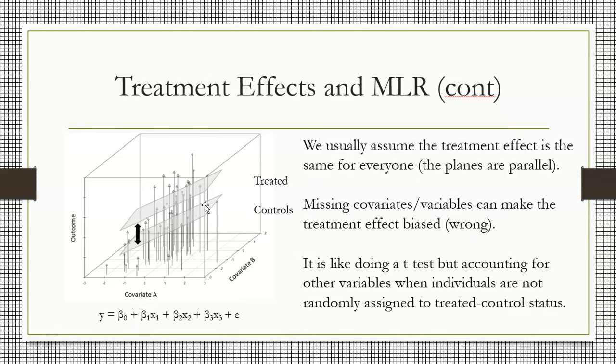So in other words, that treatment effect is the same no matter what the value of the x sub 1 and the x sub 2 is here. No matter what it is, this remains constant. Now, in this case, and in the case of the prior examples I showed you, and in any example, missing covariates can make a treatment effect biased or wrong. In other words, the size of this gap between the two could be wrong if there should be some other variables I should include in the model.